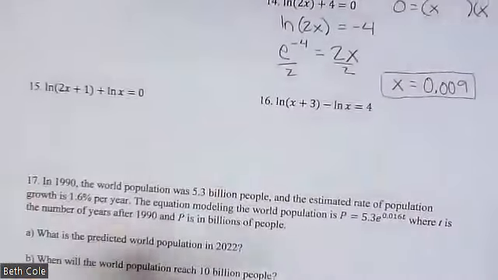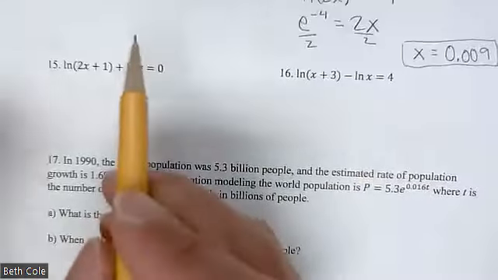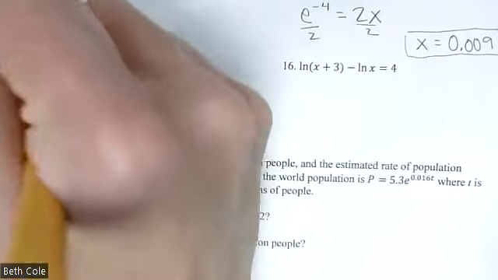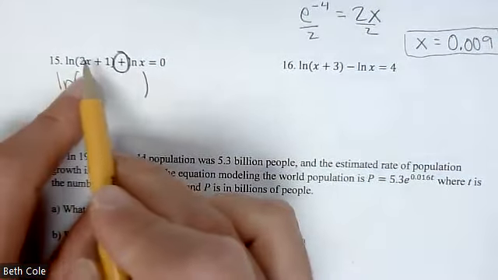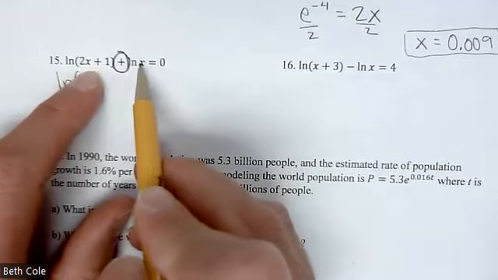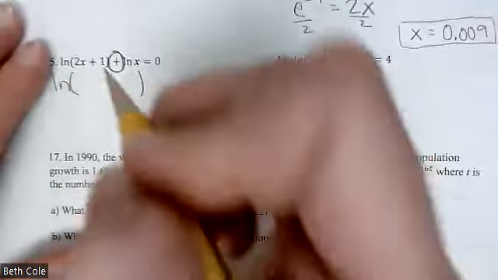I'd like to do one more and then the word problem. Okay. And then we'll finish with that. Do you see this plus sign here? See the plus? That means you're going to multiply. So put ln. We're going to multiply them together. 2x plus 1 times x. Basically, you can just distribute the x through there. What would that give you?